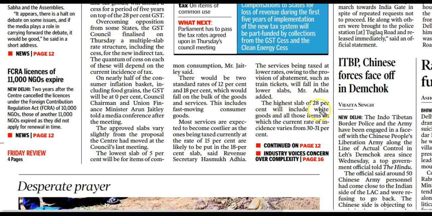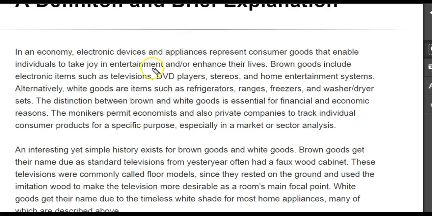And one more term which is coming in this news is about white goods. What do you mean by white goods? So now let's see the definition of white goods, and also compare the definition of white goods with the brown goods.